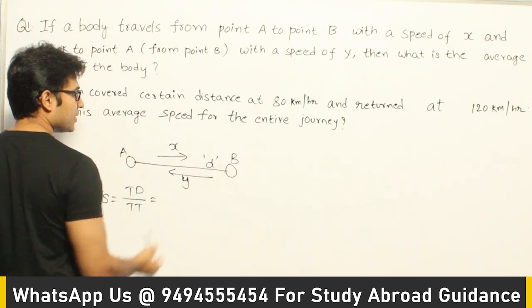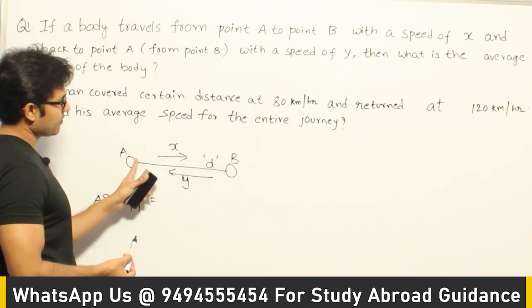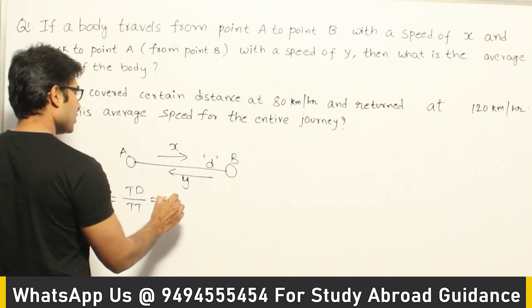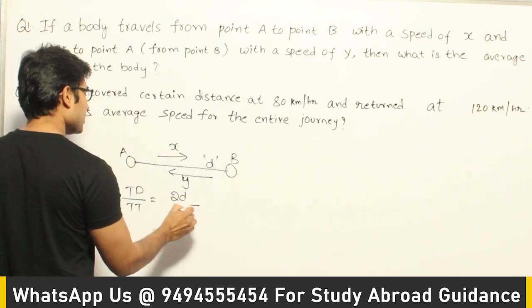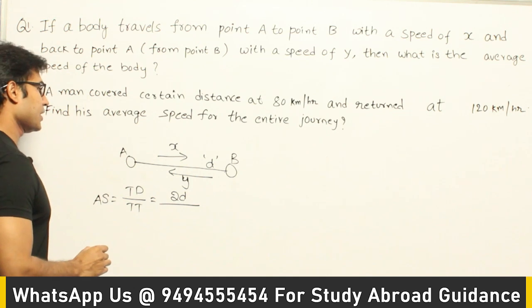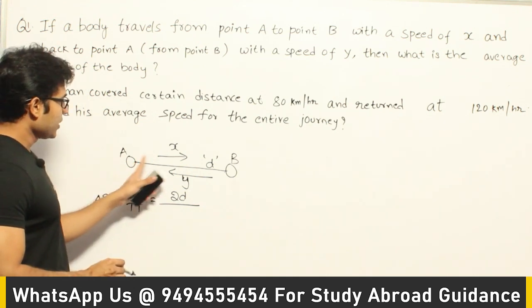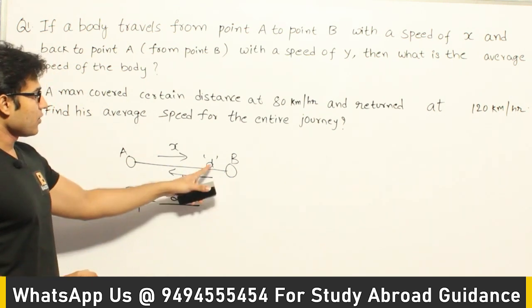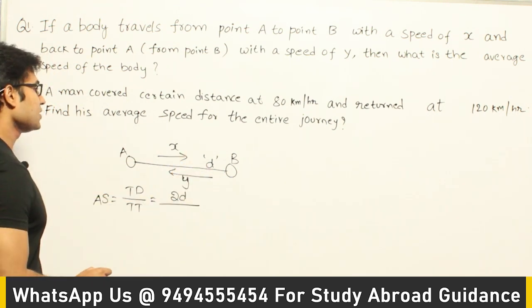If you assume that the distance from here to here is d, he is going to travel from A to B as well as back. Therefore it is going to be 2d. So d plus d is 2d, that is the total distance divided by total time. Now from A to B, he is going to travel at a speed of x for a distance d. Therefore what is the time taken?